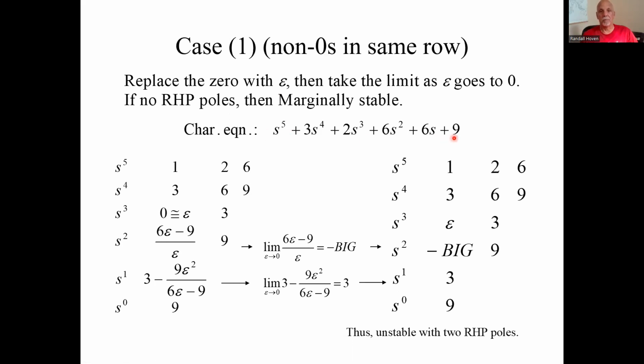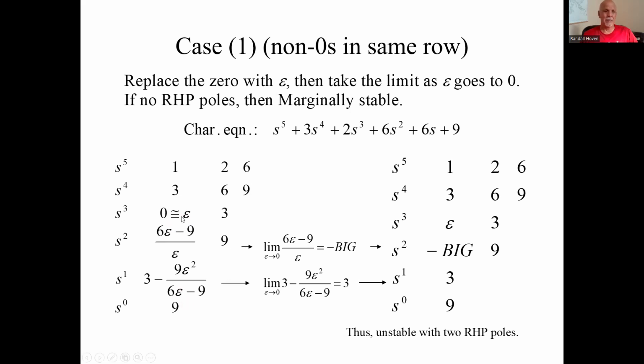Here's an example. The Routh array first row is going to be 1, 2, 6, and the second row is going to be 3, 6, 9. 6 minus 6, you get a 0 right there. We're going to replace that with epsilon. Then you've got to do this arithmetic. What's going to go here? It's going to be 6 epsilon minus 9 divided by epsilon. Bring this 9 down, etc.